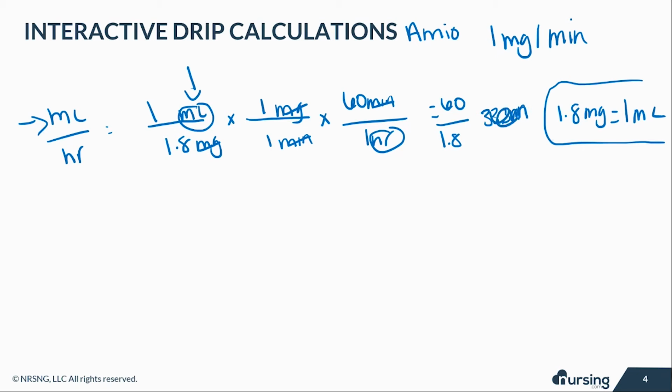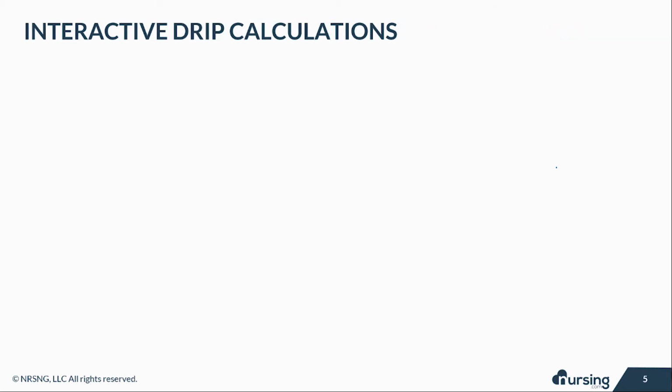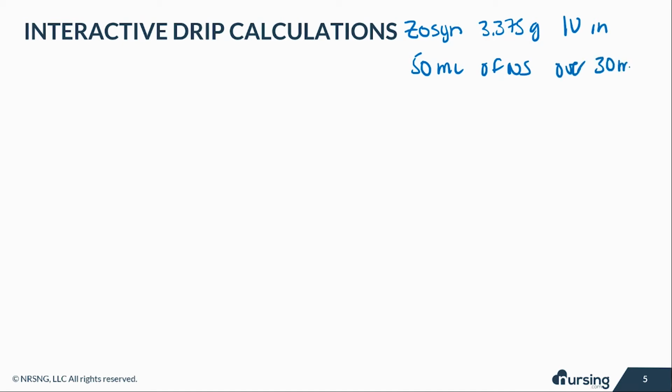Mils. My goodness, that's not pretty. 33.3 mils per hour. All right, let's do a couple more. A lot of students always get antibiotics confused. Keep this simple. If I have an order for Zosyn, 3.375 grams is usually IV in 50 mils of normal saline over 30 minutes.